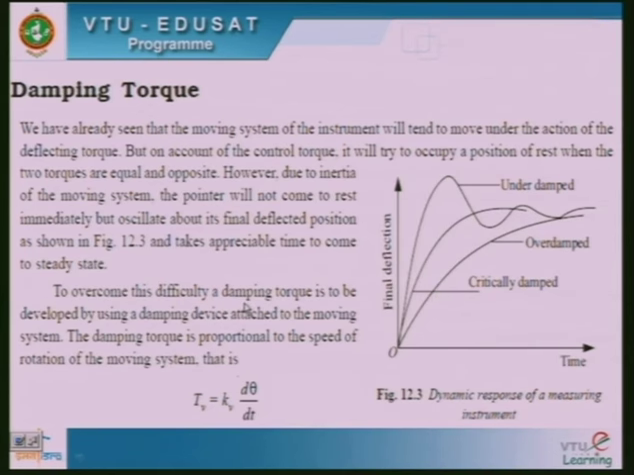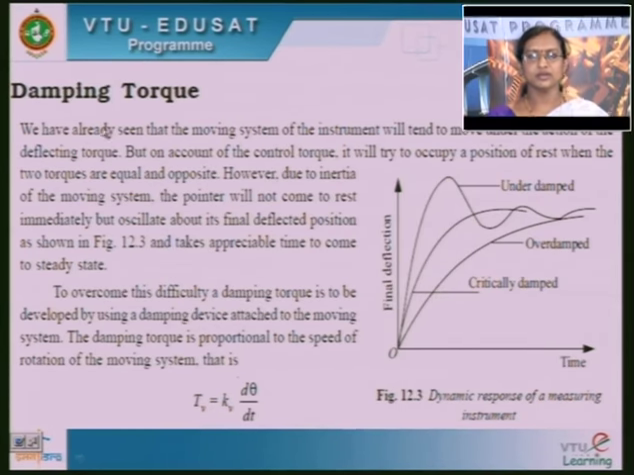To overcome this difficulty of the action of the deflecting torque: on account of the control torque, we are not getting exactly that TC is equal to TD, the deflecting torque. We know that both should be equal and opposite to each other. Due to the inertia of the moving system, the pointer will not come to rest immediately even though TC is equal to TD, but some oscillations will occur.